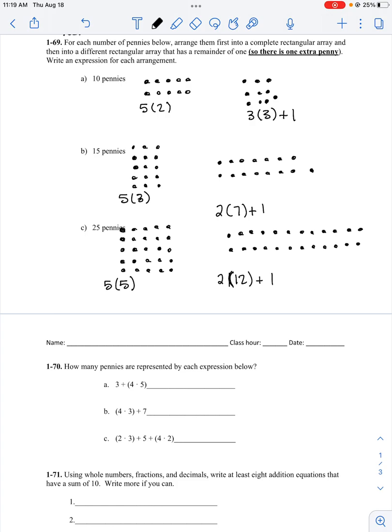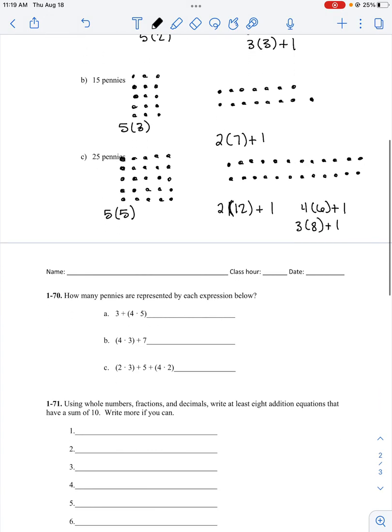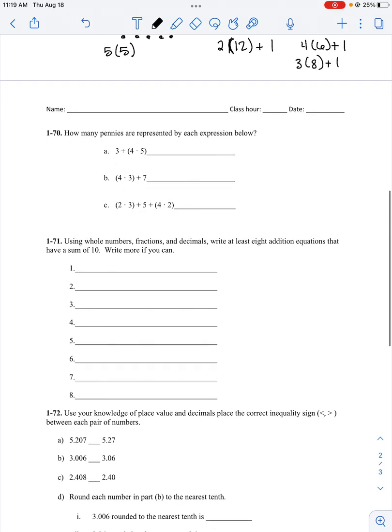I could do these all different ways. There's more than one way to get to 24. I could have done 3 groups of 8 plus 1, or 4 groups of 6 plus 1. Okay? There's not one way to do it. Okay, moving to problem 70.